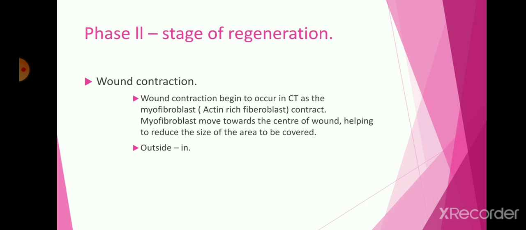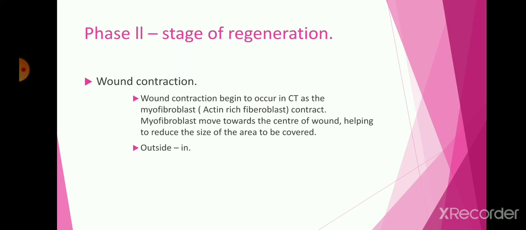So phase second also has this stage of regeneration. At the stage of regeneration, the first stage is wound contraction. At the injury site, the wound is formed, and this wound contraction begins to occur as the myofibroblast, which is actin-rich fibroblast, which is a form of muscle, and they contract at the wound site, and these myofibroblasts move towards the center of the wound, helping to reduce the size of the area to be covered.